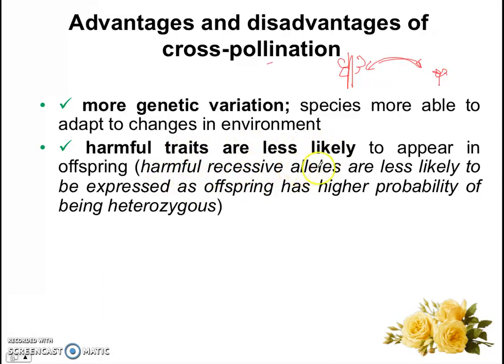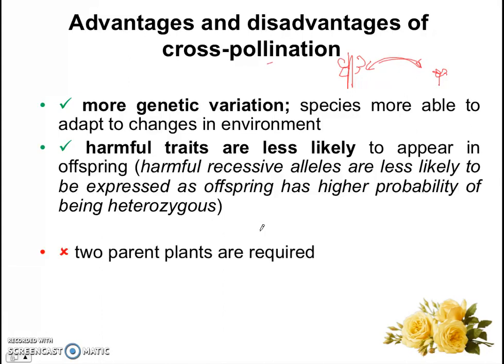This is the very technical way of saying it, right? The harmful recessive alleles are less likely to be expressed as the offspring may be heterozygous. Don't care about this first. We'll revisit it again when we do our chapter on genetics and inheritance.